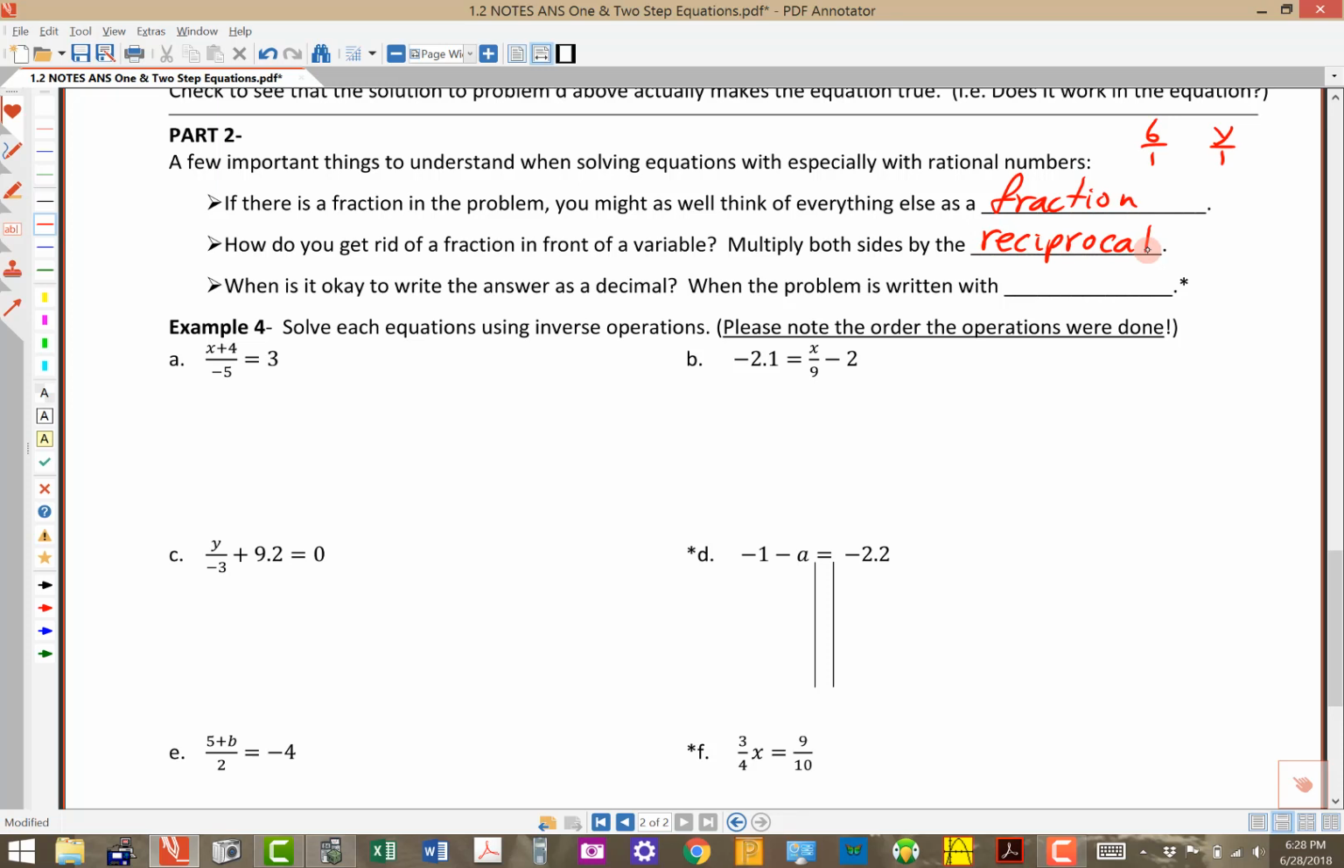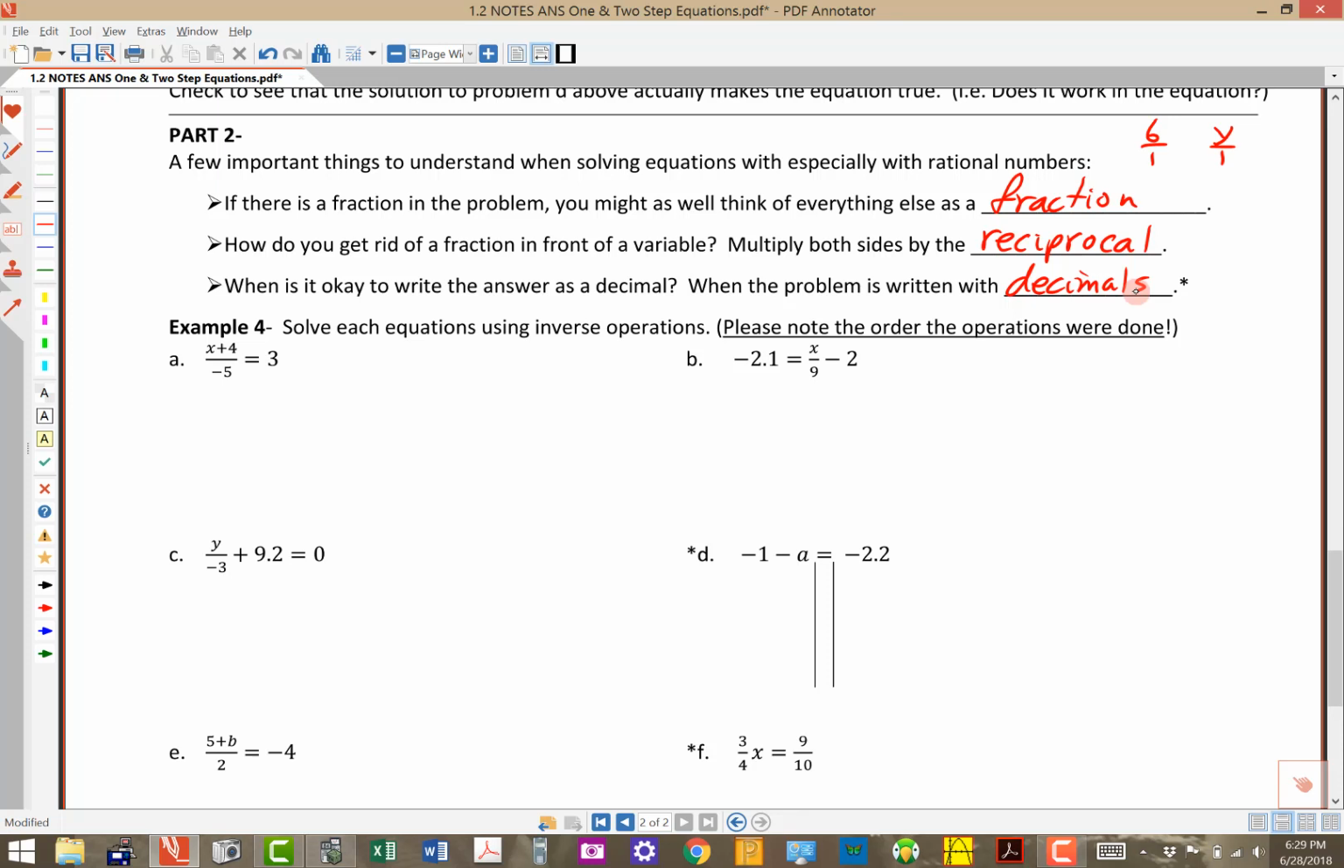And then when is it okay to write the answer as a decimal? So you're solving an equation and you think, oh, my calculator said it was a decimal, so I'm just going to go ahead and write that down as a decimal. Well, as a general rule, especially in this class, the only time you're going to write the answer as a decimal is when the problem is written with decimals. When the problem's written with decimals, that's your permission to write the answer as a decimal. So let's go ahead and take a look at these problems right here.